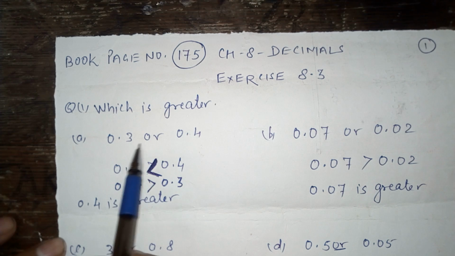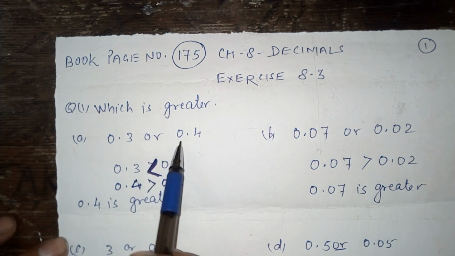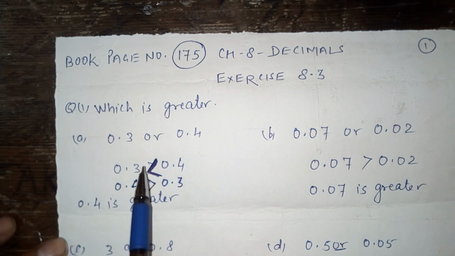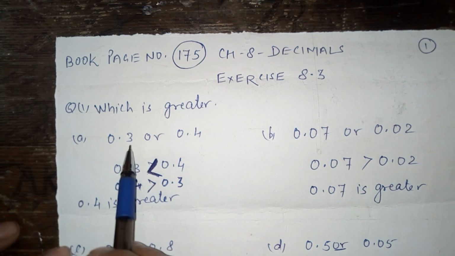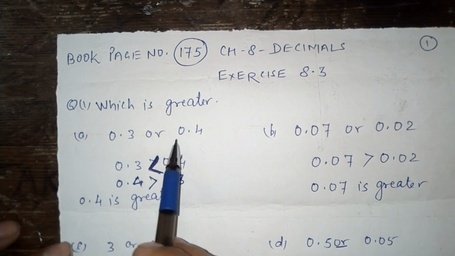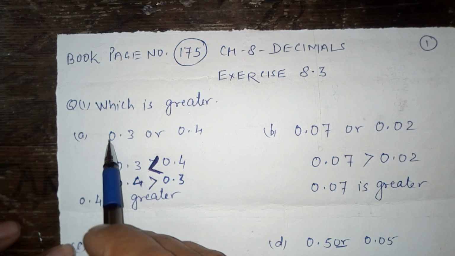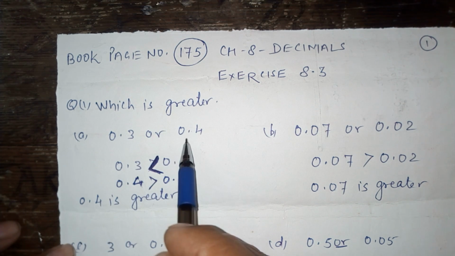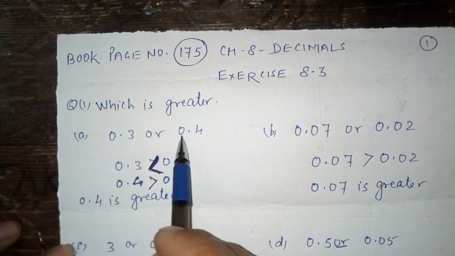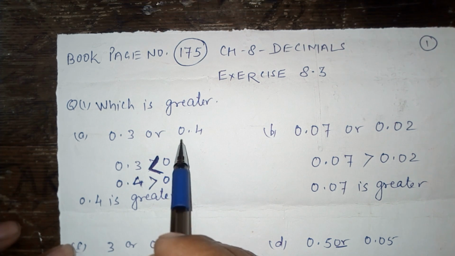Question is 0.3 and 0.4. The question is saying, in 0.3 and 0.4, in these two decimal numbers which is greater. So now we will compare 0.3 and 0.4. As you are looking, before the decimal point this is 0, and in the next decimal number before the decimal point this is 0. The meaning is before the decimal point the numbers are equal.